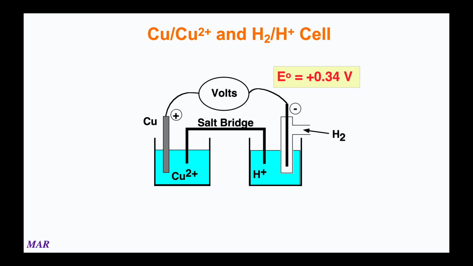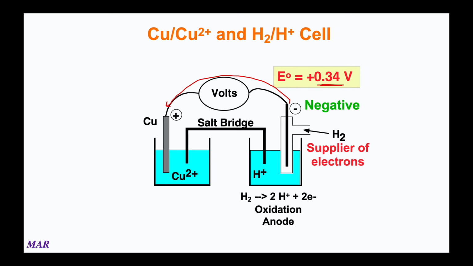But notice here the signs. First of all, the signs are different. We've got a negative on the right and a positive on the left. So that means electrons are flowing this way. And also notice the cell potential. It's a different value. It's only positive 0.34 volts. So a lot of differences here in this copper versus SHE electrode reaction.